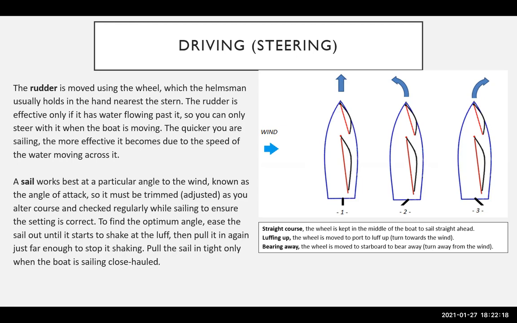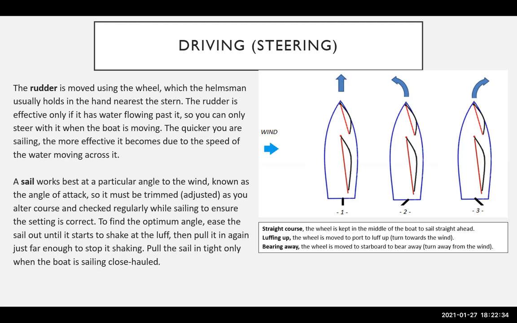So you can only steer when the boat is moving. The quicker you're sailing, the more effective it becomes due to the speed of the water crossing it. So if you're going slowly, you might have to push the rudder all the way out to make a turn, whereas if you're going quickly, you can give it a little touch and the whole boat will start to turn very rapidly.